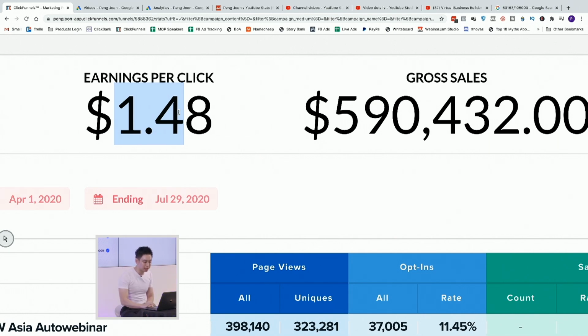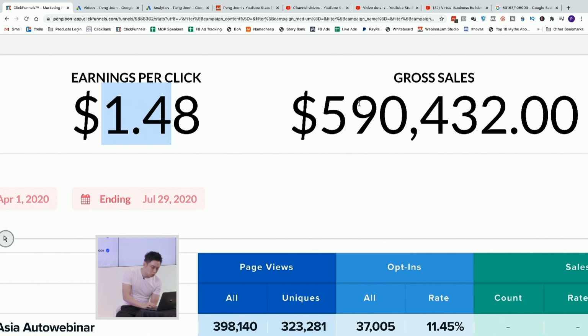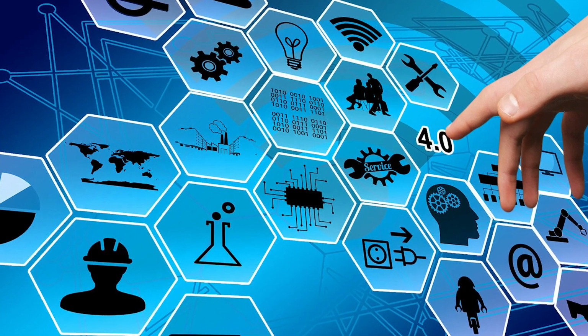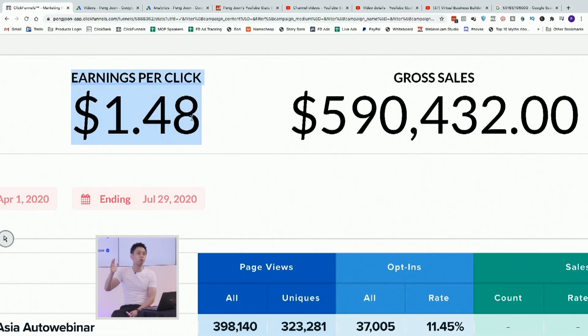Okay, so for this example over here, how do they get this number? It tells me that because I have approximately 323,000 people visiting this page, and based on the sales that I've made on this specific funnel, the system is calculating for me that on average they're worth $1.48.